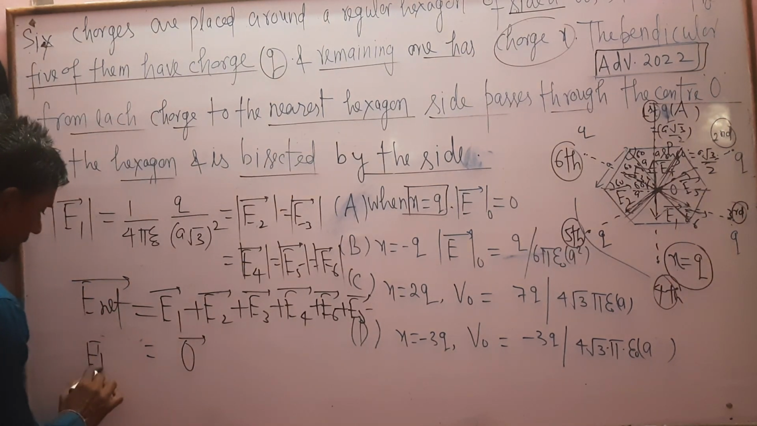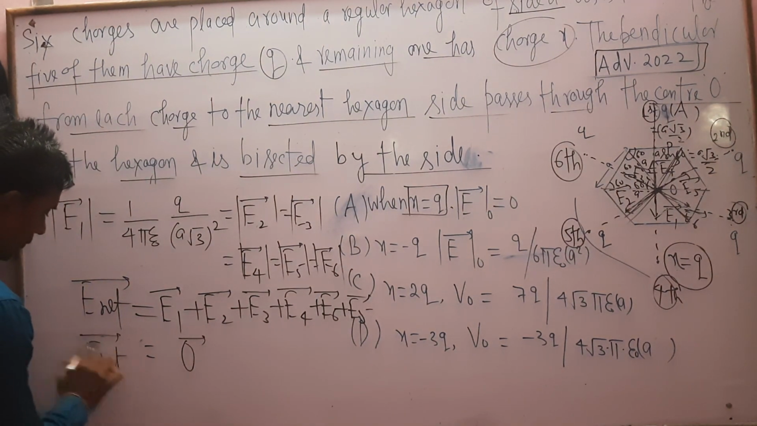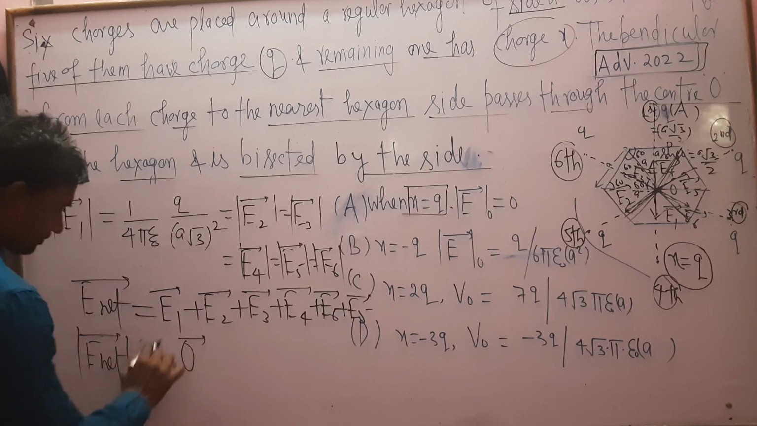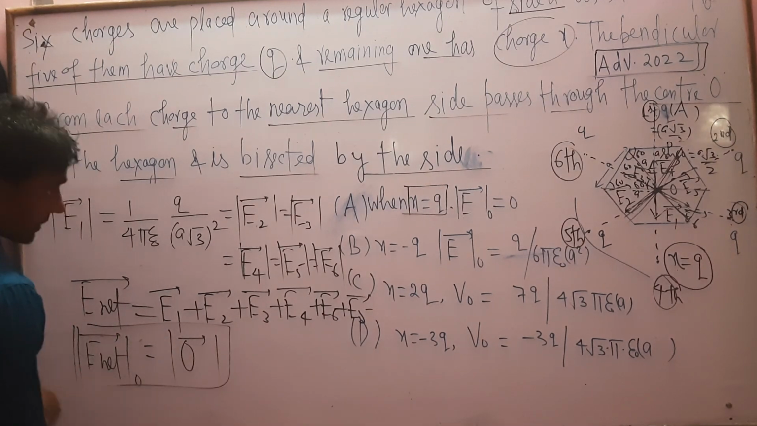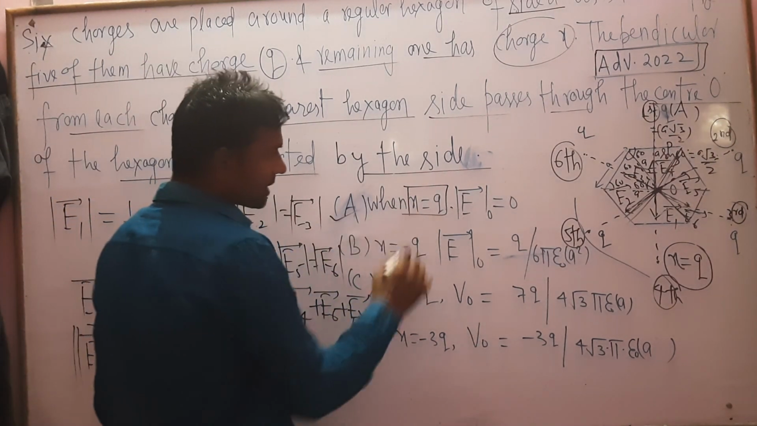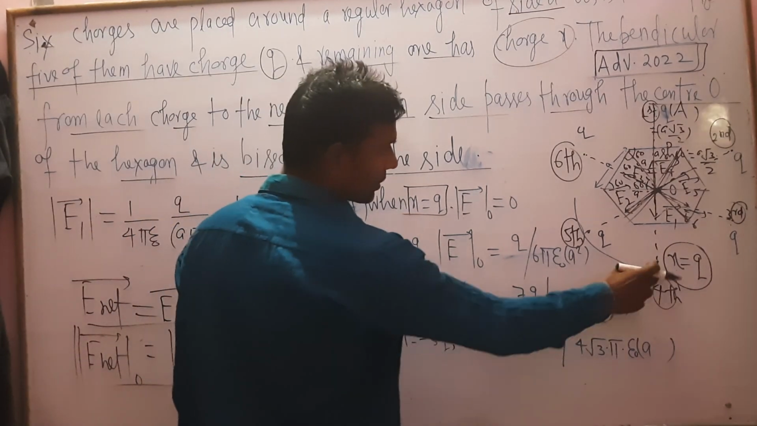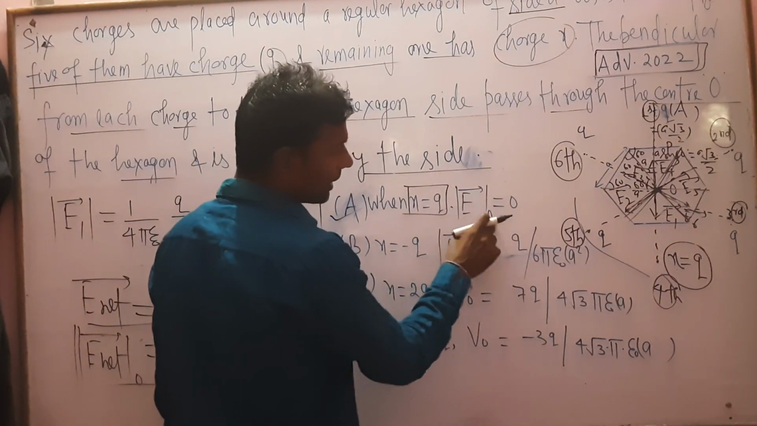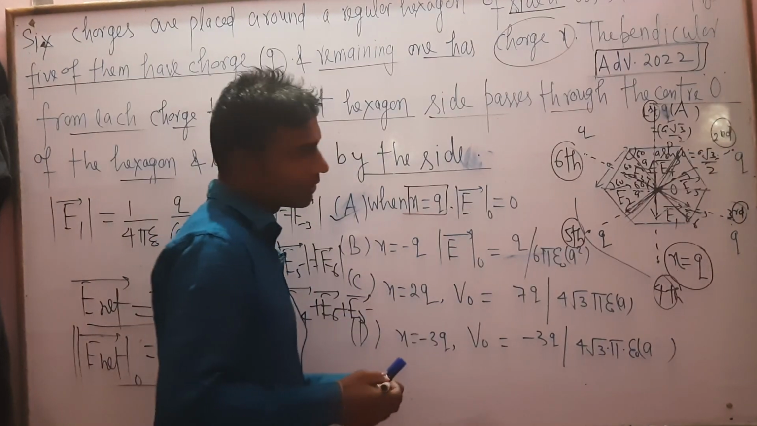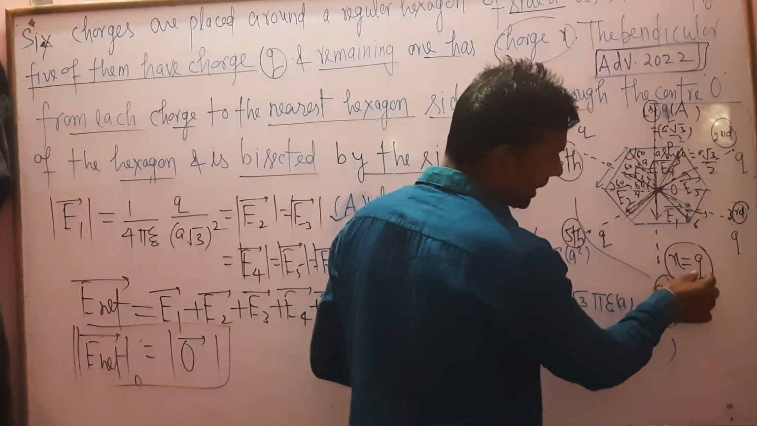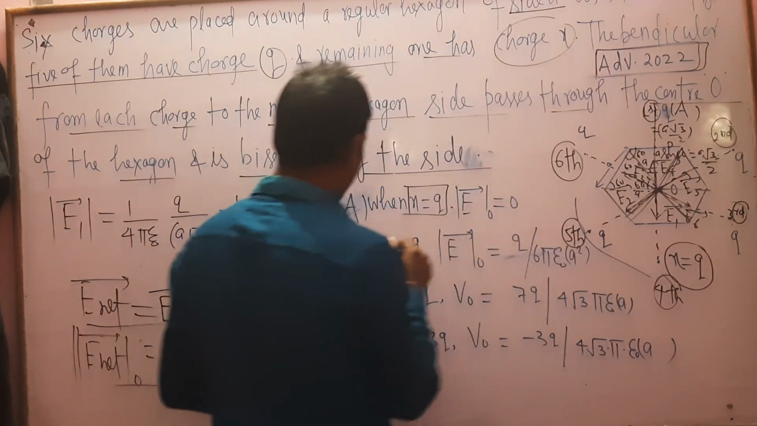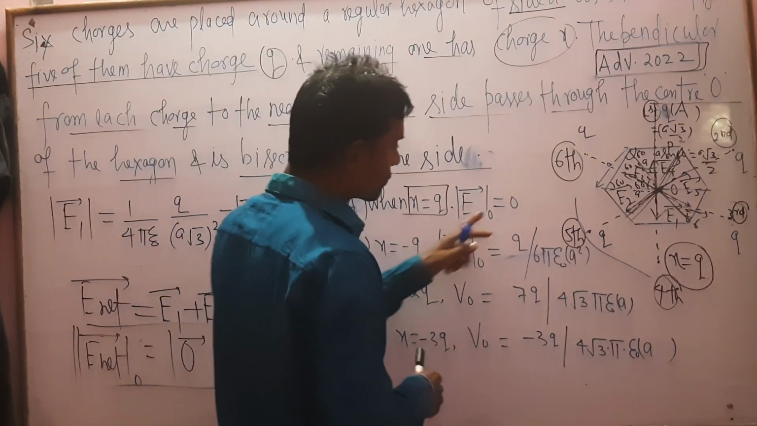We have to note the net electrical field at point O will be equal to 0. So option A is the correct option. Option A says that if X charge equals Q, then the net electrical field at point O will be equal to 0, because we assume X is the Q charge. So the net electrical field at point O equals 0.